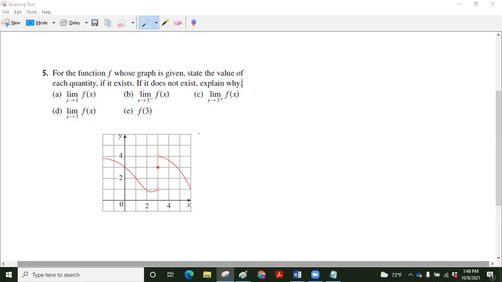So this question here is saying for the function f whose graph is given, state the value of each quantity if it exists. If it does not, explain why. So the first one, it says A, the limit as x approaches 1 of f of x. Since it's not specifying from the left or from the right, we're going to have to come from both sides. So we're looking at a y value of 1, and we see that the corresponding y value from both sides as we approach a value of 1 is in fact 2.